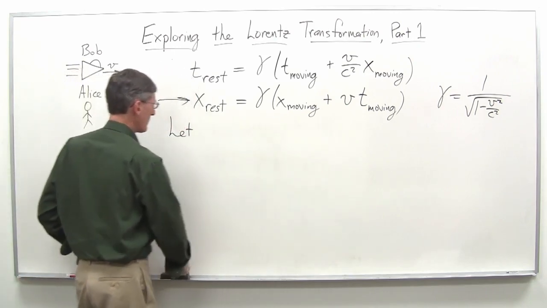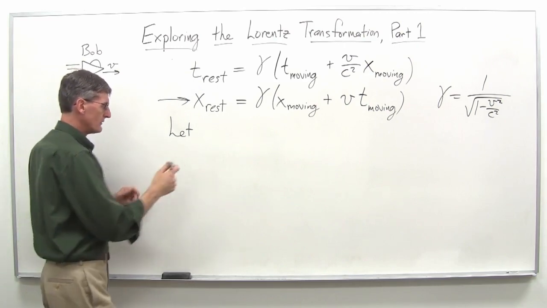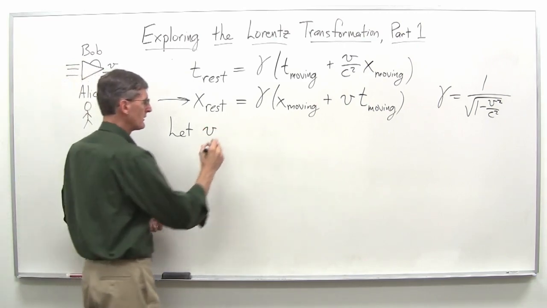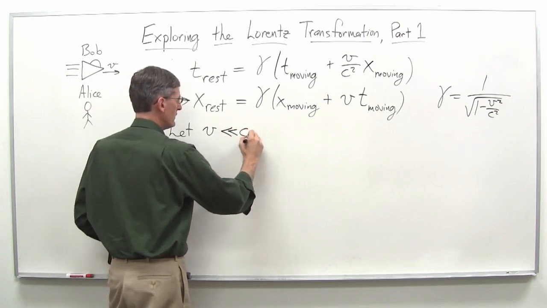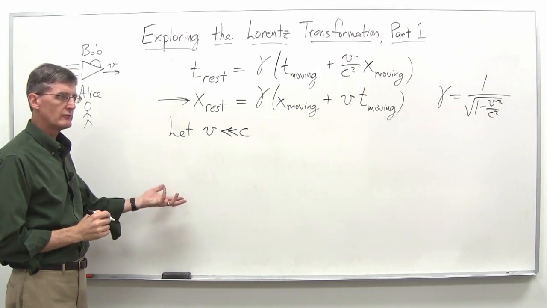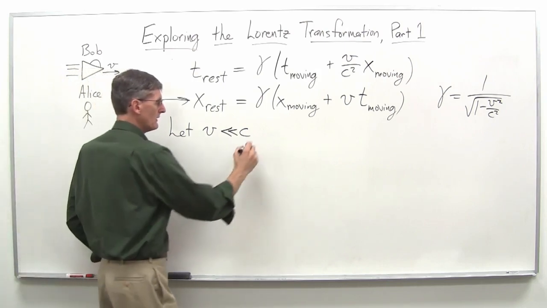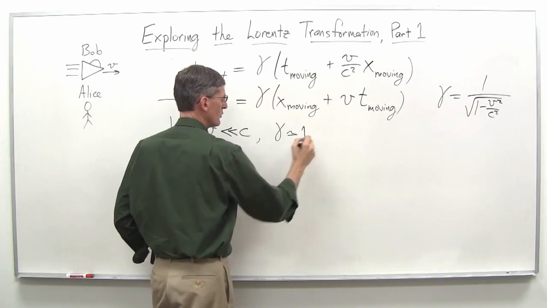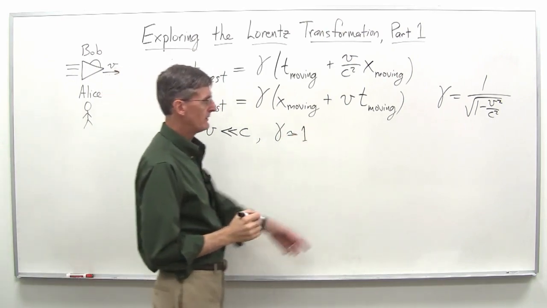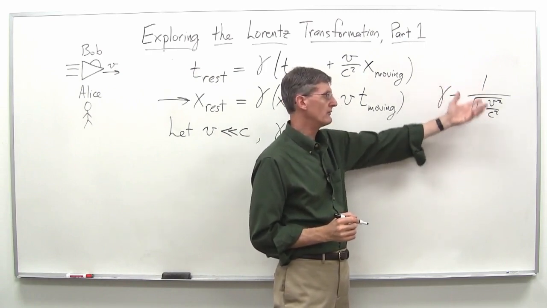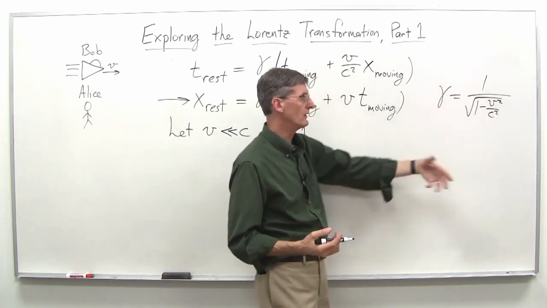That made sense. Now let's not let v be equal to 0, but let's make it really small compared to the speed of light, sort of an everyday type of velocity. So if v is much less than c, then gamma is approximately equal to 1. Right? If v is much less than c here, this is essentially 1 minus something pretty close to 0, and 1 divided by the square root of something pretty close to 1 is going to equal 1.